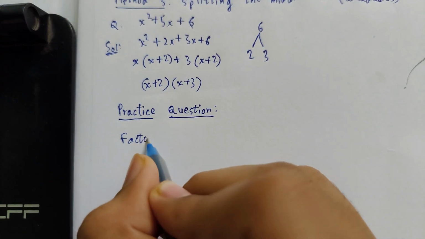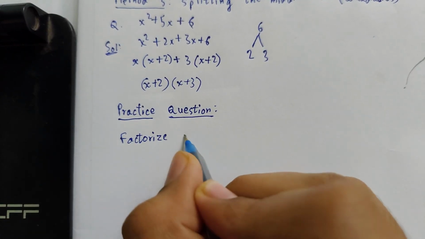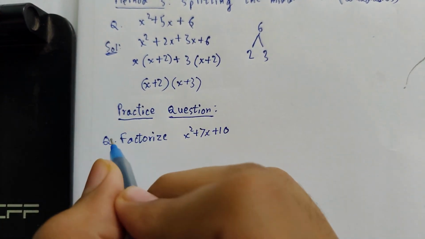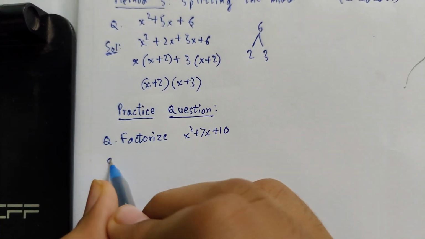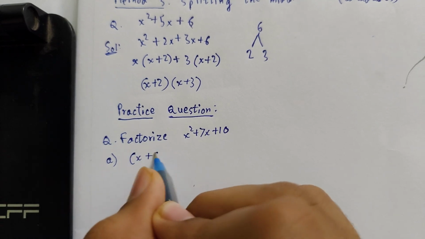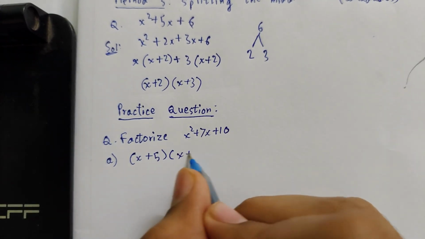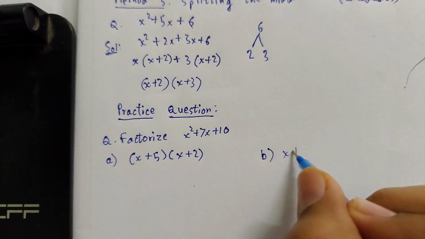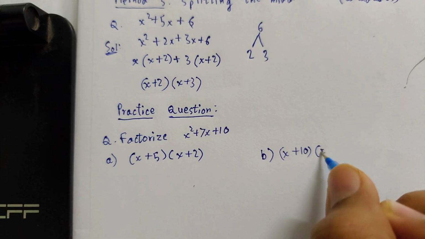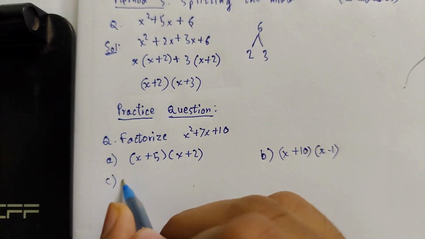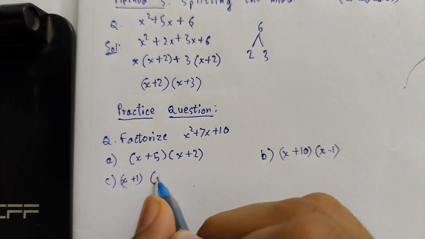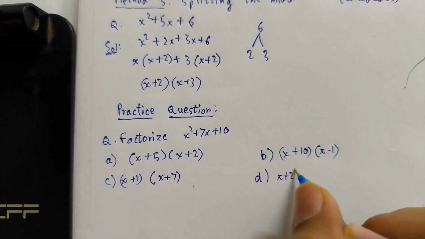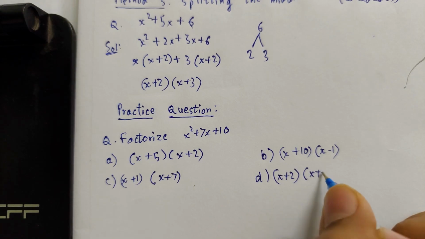You should factorize x square plus 7x plus 10. The options are: option A, (x plus 5) into (x plus 2). Option B is (x plus 10) into (x minus 1). Option C is (x plus 1) into (x plus 7). And option D is (x plus 2) into (x plus 5).